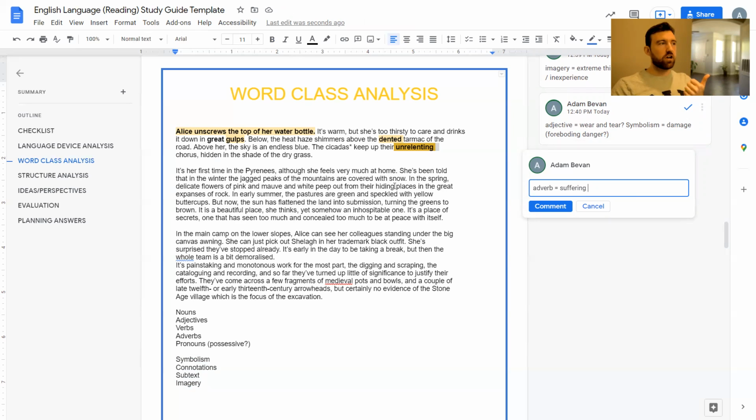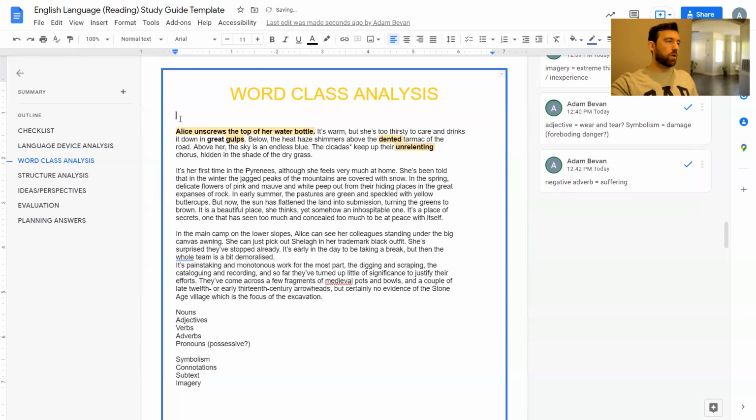So she's really thirsty, she's gulping down. I'm starting to bring this together now, as you should. So she's gulping down her water. There's this heat haze, it's very unpleasantly hot. She's getting very, very hot and sweaty in this place. There's dented tarmac, so it's quite an unpleasant, maybe more desolate place. And there's this annoying, unrelenting chorus, because unrelenting is a negative adverb choice. Yeah, it's not a pleasant chirping of these cicadas. It's unrelenting. It's like, just shut up. She's getting annoyed. Okay, so suffering again. So you can bring those things together and create a great impression here.